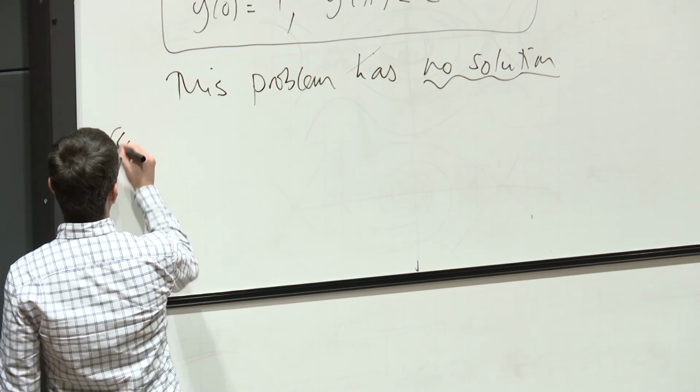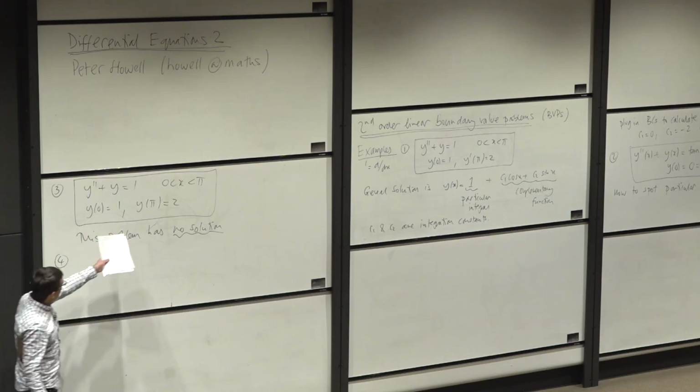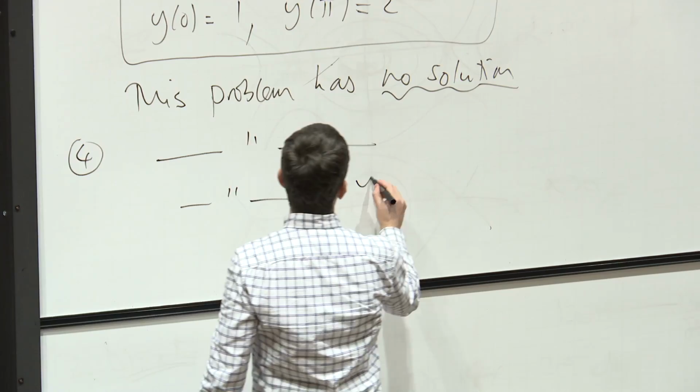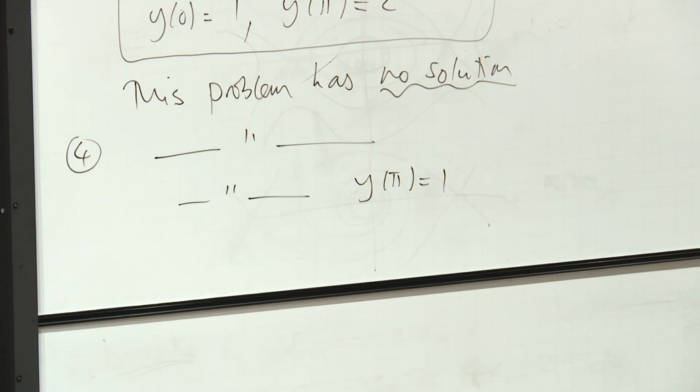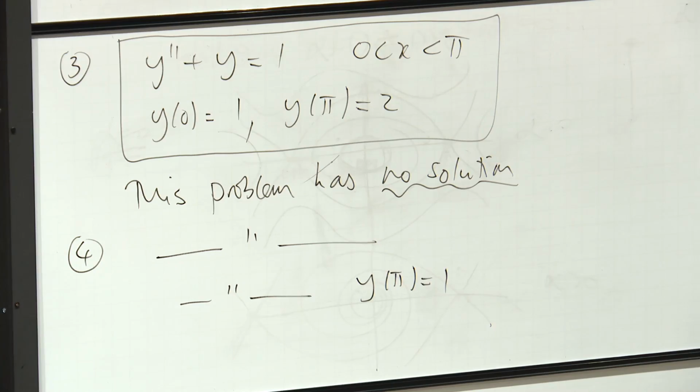So finally, I'm going to do the same problem. I'm just going to change this 2 to a 1, so everything's exactly the same apart from that final boundary condition. And this problem has an infinite number of solutions.